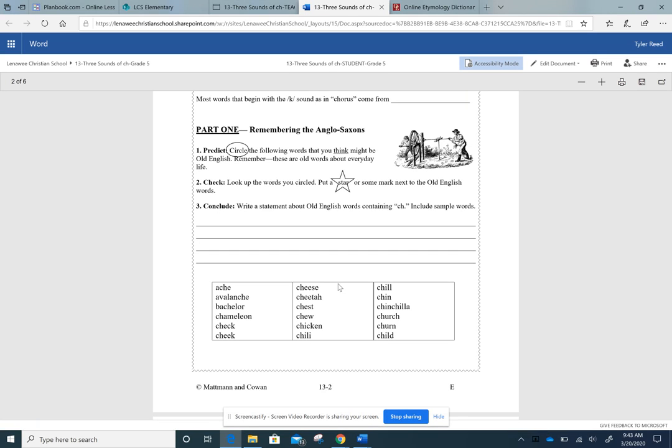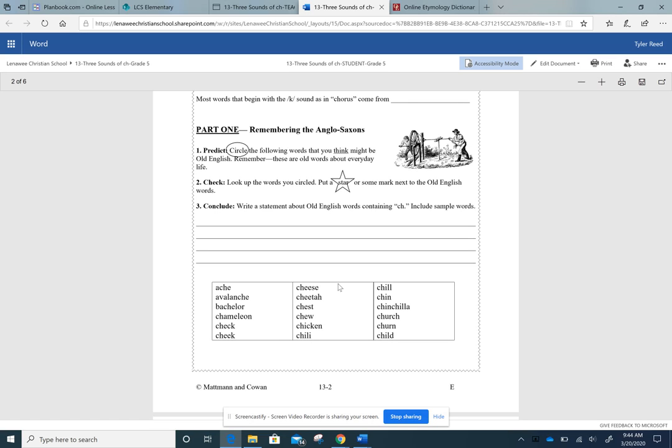So we're going to look up the words you circled and put a star or some mark next to the Old English words. So after we circle one, we're going to look that word up on Edam Online, and then we are going to put a star next to it if it is an Old English word. If we circle a word and we look it up and it's not an Old English word, we just leave it. We don't put a star next to it.